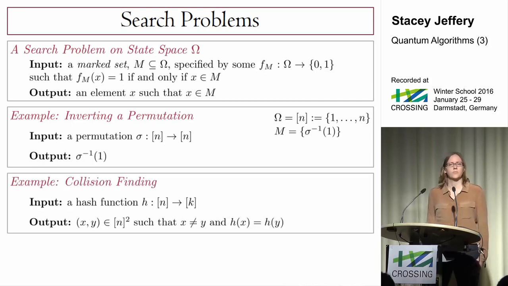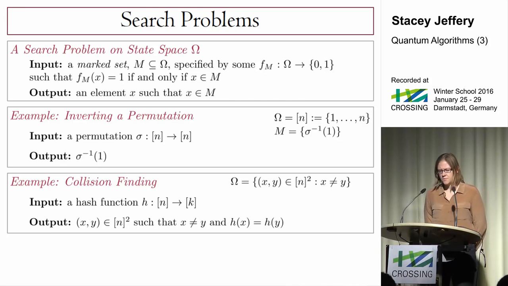Okay, and then another example of a search problem is finding a collision in a hash function. So if you have some hash function h, which takes integers from 1 to n to some perhaps much smaller domain of size k, we want to find some pair x, y of distinct elements such that h(x) is equal to h(y).